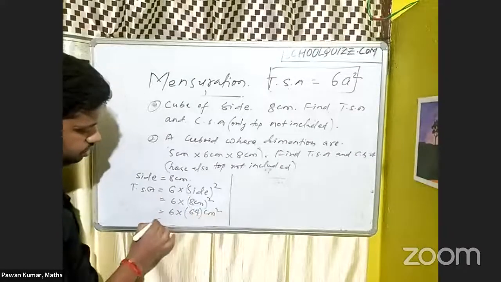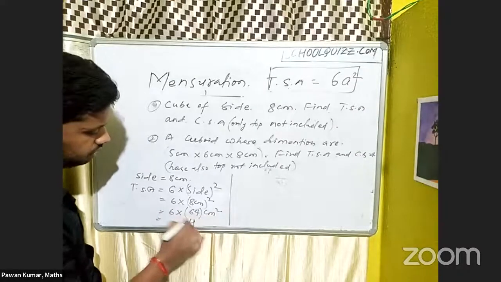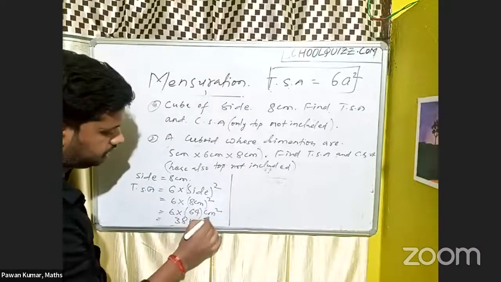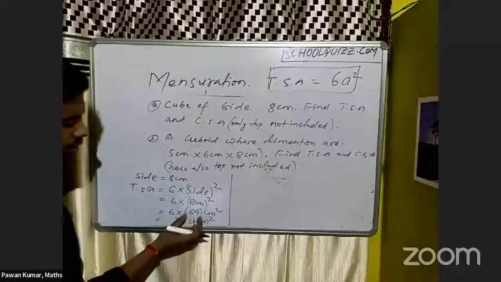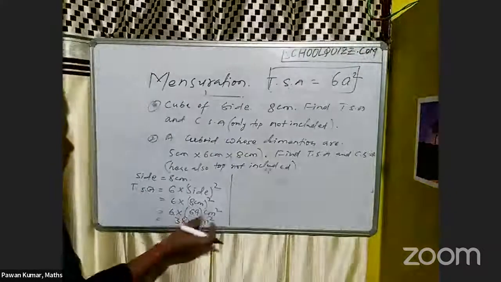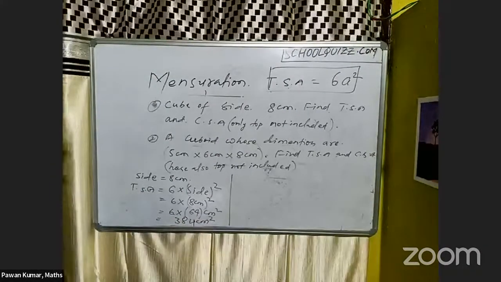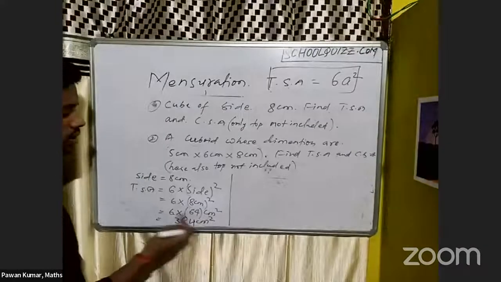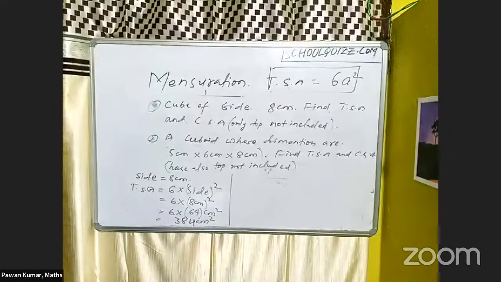So how much? 6 4s are 24. 6 6s are 36 plus 2, 38. So 384 centimeter square. Correct. One face's area is 64 centimeter square. So 6 faces means 64 plus 64 plus 64, 6 times if you add, you can get 384, or else you can multiply 6 into 64.